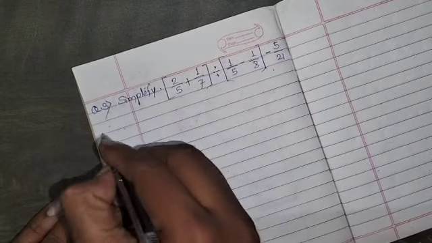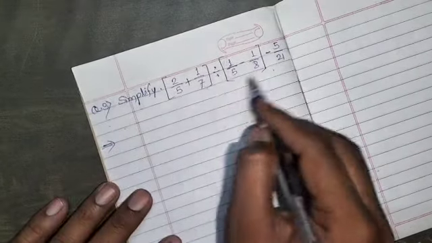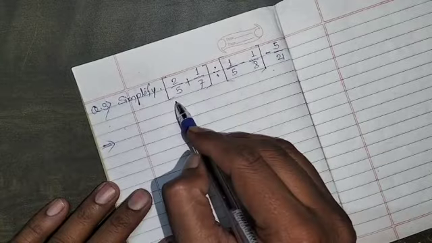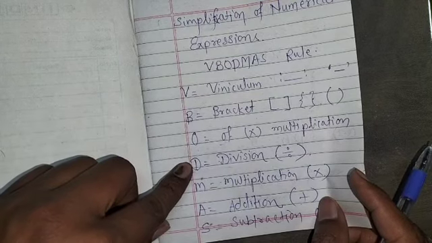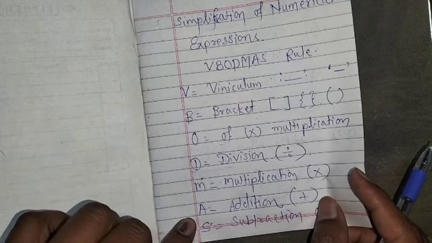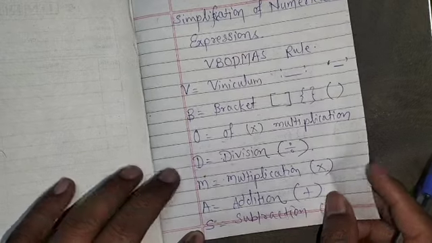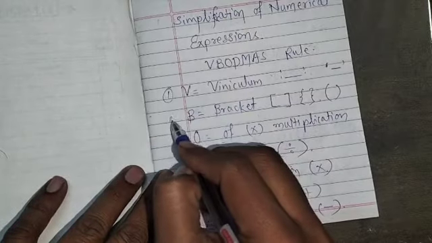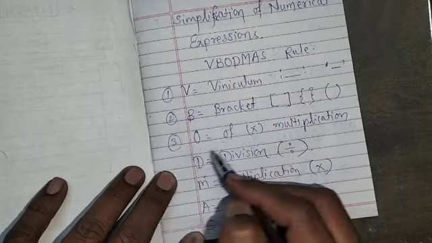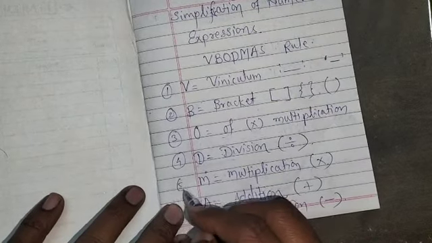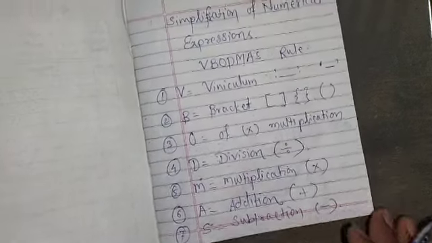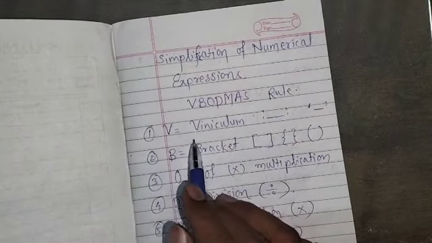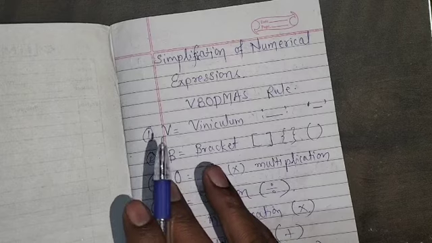Now first step, here two brackets are separately given, so first solve the brackets. As per the rule, I will remind you again, we have to solve first bracket, then of, then division, then multiplication, then addition, and finally subtraction. So first we have to do vinculum, second bracket, third of, fourth is division, fifth is multiplication, sixth is addition, seventh is subtraction. So problems of vinculum are not for 5th standard, but still you should know them.